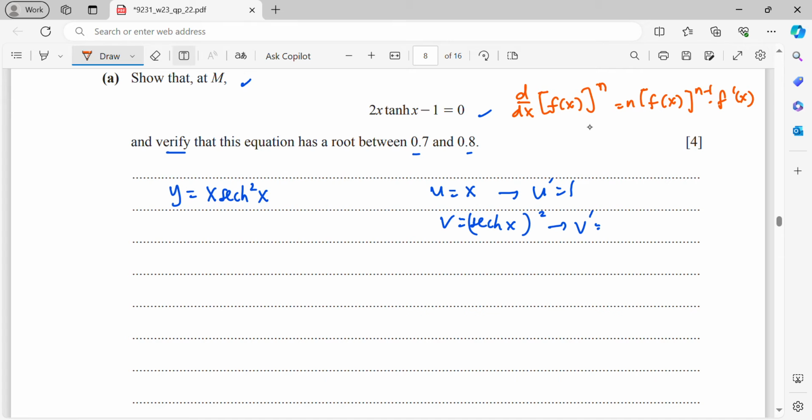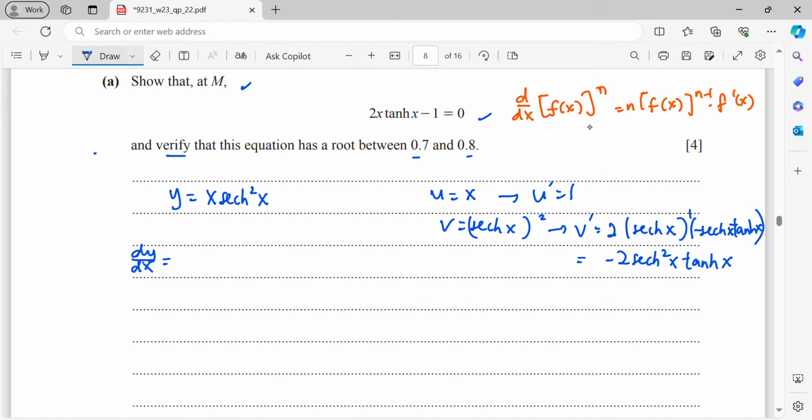This is the formula. That means now I will write 2 hyperbolic secant x to the power 1. Differentiate hyperbolic secant x is basically negative sech x tanh x. So when you simplify, this is negative 2 times the square of hyperbolic secant x times hyperbolic tangent x. That is my differentiation.